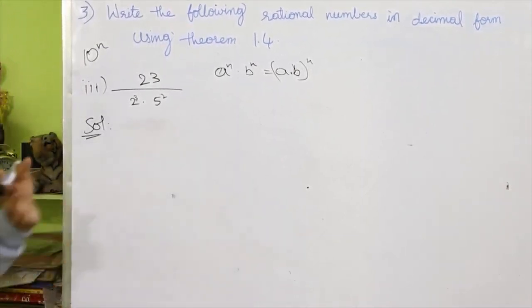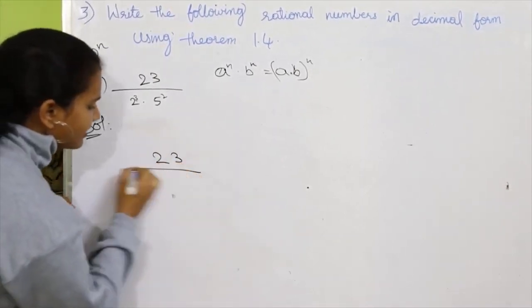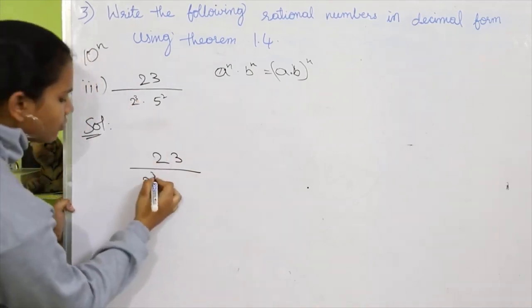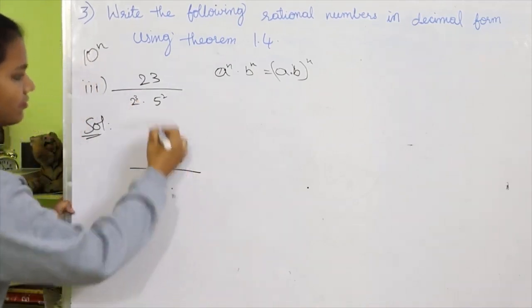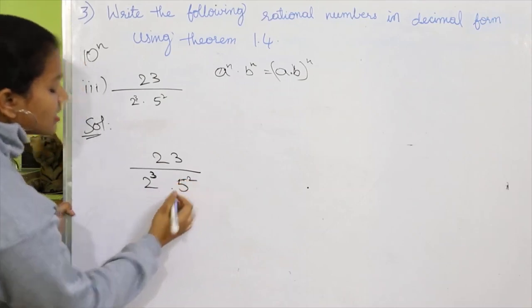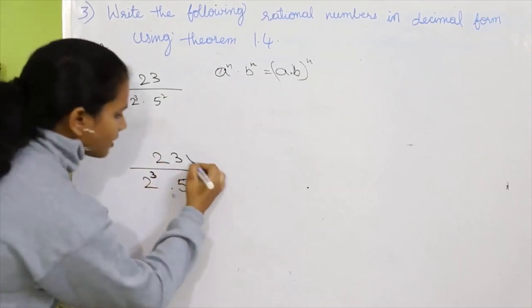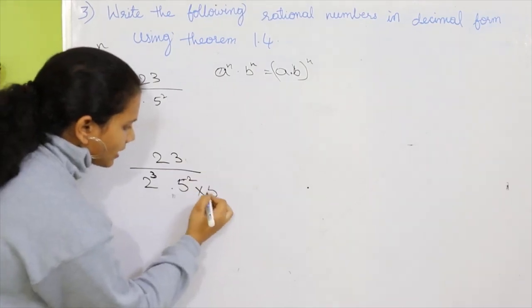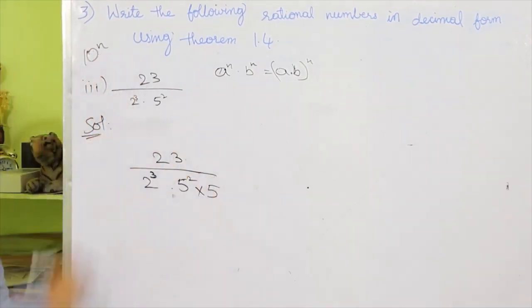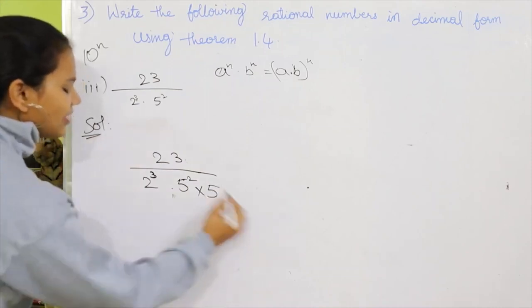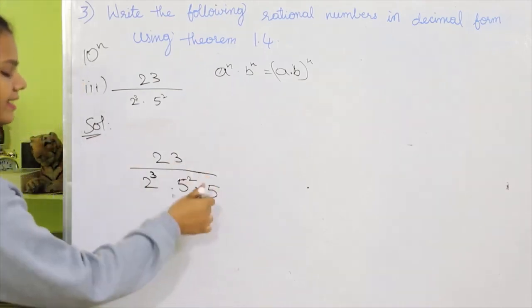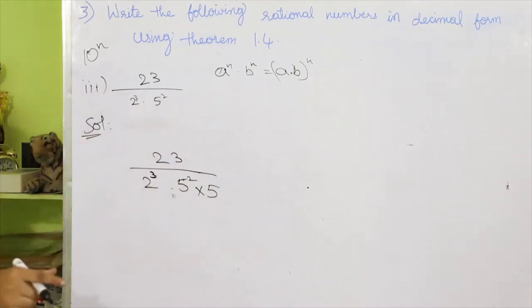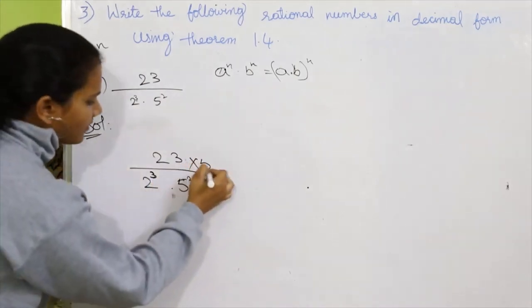I will write here: 23 by 2 cube, let it be 2 cube, into 5 square, 5 square as it is. Now multiply with 5. If we give one chocolate to the denominator, then the numerator also cries for the chocolate, right? So here 5 is the chocolate. If I distribute the chocolate to the denominator, I must also give the chocolate to the numerator.